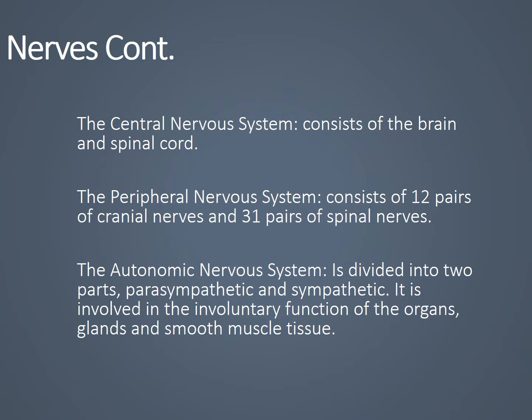The autonomic nervous system is divided into two parts: parasympathetic, which is for rest and digest, and sympathetic, which we know as fight or flight. It is involved in the involuntary function of the organs, glands, and smooth muscle tissues.